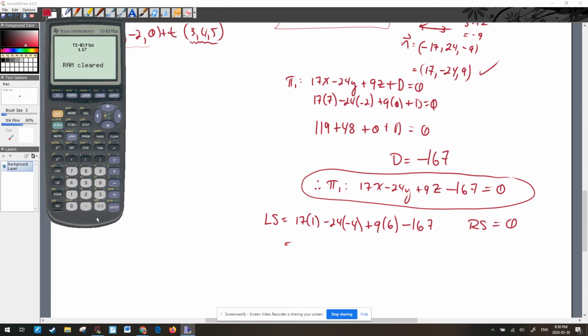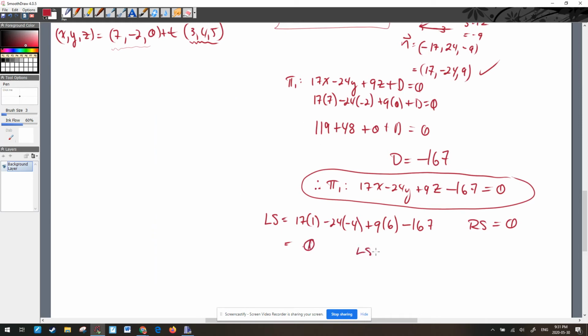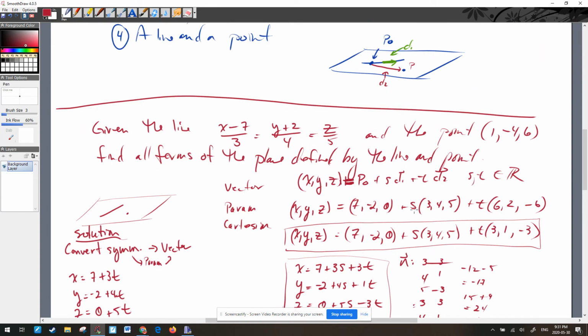So exciting times. Let's see. 17 times 1, so it's just 17, minus 24 times negative 4, plus 9 times 6, minus 167. Oh my goodness. Tense, tense, tense. Woohoo! 0. So I did it right. So that just validated two things. So we got the left side equals right side, so I feel pretty darn good. So I'm going to go with a huzzah, with the optional H at the end, because I feel good about that. And so I validated it, and then we're good to go.